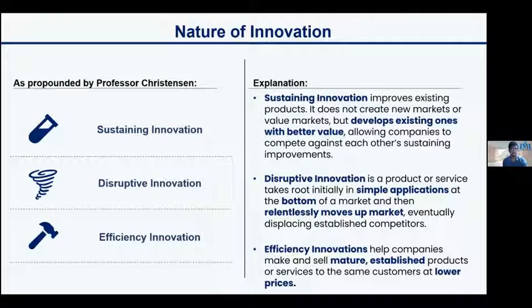Now I'd move on to the most important of all, disruptive innovation. Disruptive innovation takes place in simple applications at the bottom of a market. That is, it's generally newer and smaller players, and then they move relentlessly up market and eventually displace the established players, and they become the new market leaders.